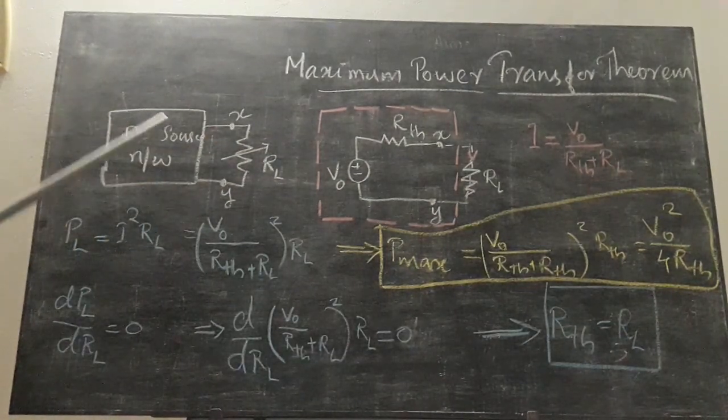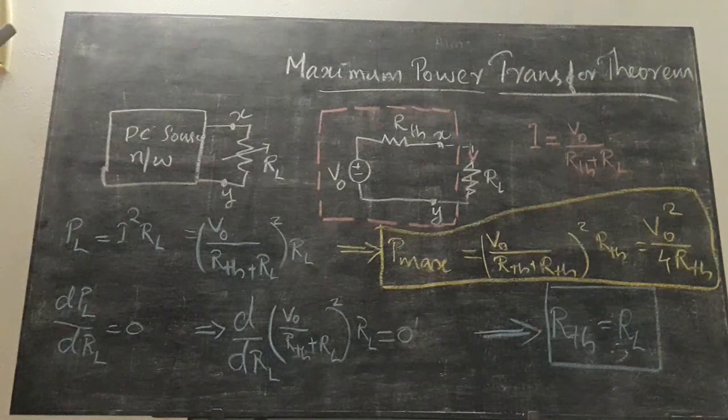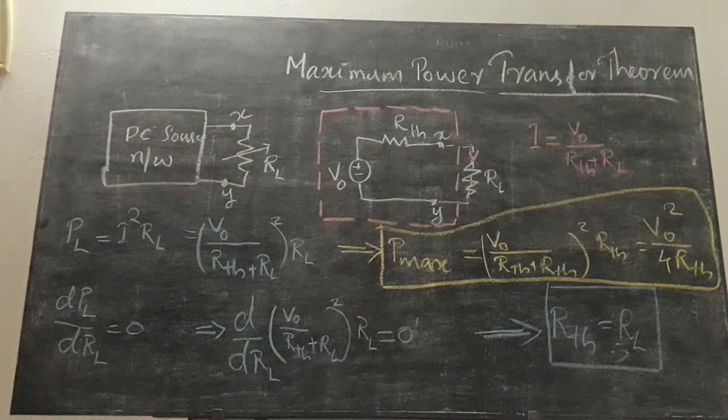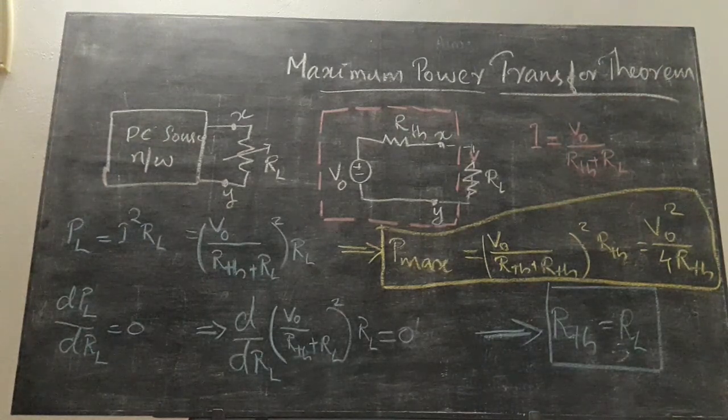Source and load should form a closed circuit. Then we can say that this is an electric circuit. In the maximum power transfer theorem, we are discussing the maximum power transferred from source to load. In this video, we are discussing a DC source and a DC load. The source may be a DC source or an AC source, and similarly, the load may be a DC load or an AC load.